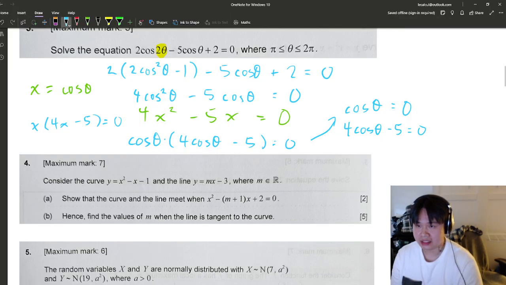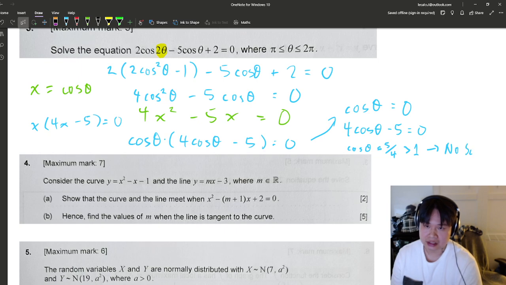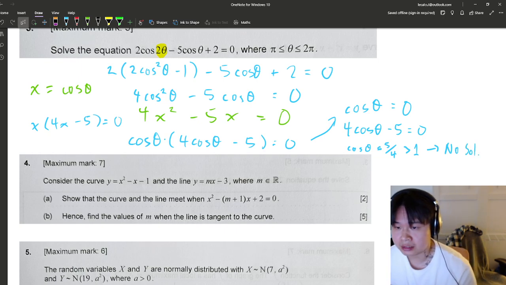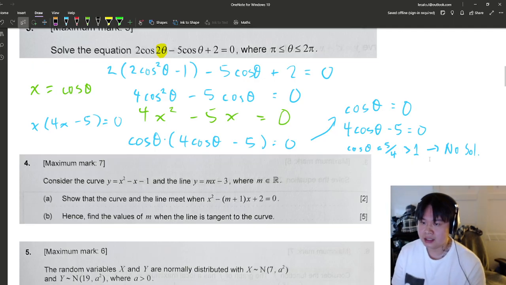Now, the second one's easy, because if you were to solve for cosine, you're going to get 5 over 4. 5 over 4 is greater than 1. That means that we don't have a solution for this one. No solution. Cosine is between 1 and -1. So if this ends up being more than 1, there's no solution for this part. So we have a solution for just the first part, cosine being 0.